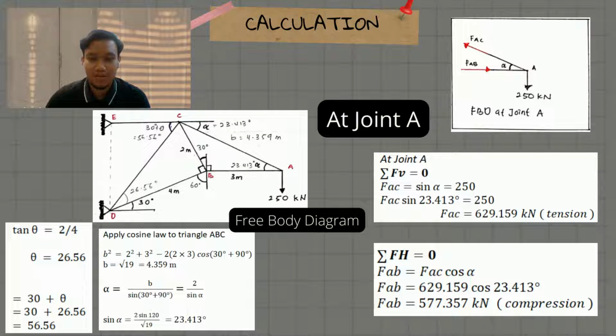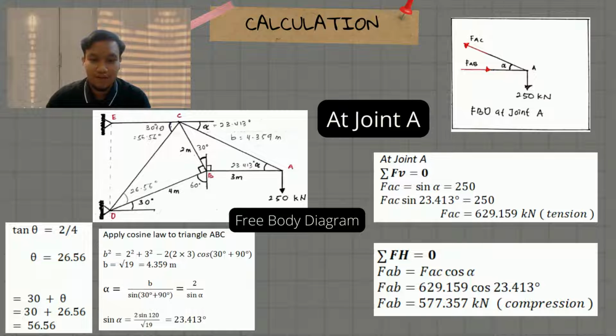After we get every piece of information on the FBD, we resolve the force into Fx and Fy. At joint A, we find the sum of forces in y, which is Fy equal to 0. FAC sin alpha equal to 250. Then we replace alpha with the value that we got, and we will get FAC equal to 629.159 kN, which is in tension.